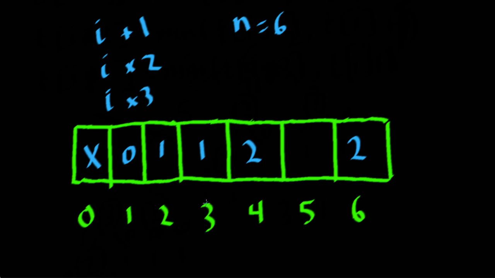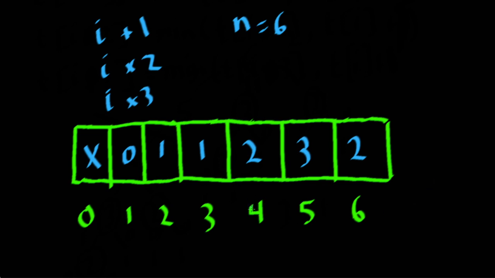Next, we go over to 3. We do 3 plus 1. We see that we have a 2 in here, so we take the minimum of 2 and 1 plus 1. So it's just going to stay as a 2. Then we do 3 times 2. Again, 3 times 2 is 6. We see that we have a 2 in here, which is the same as what's in here plus 1, so we leave that alone. Next we go over to 4. 4 plus 1 is 5. We see that there's nothing in here, so we add 2 plus 1, which gives us 3. Now at this point we do 4 times 2, but that's 8, and that's not in our array, right? So we just ignore it.